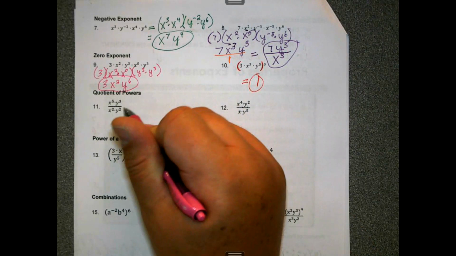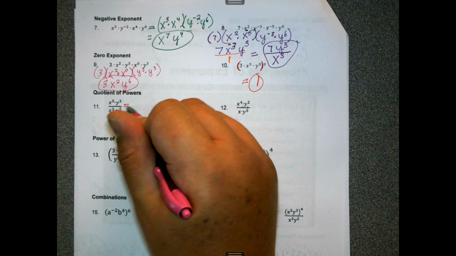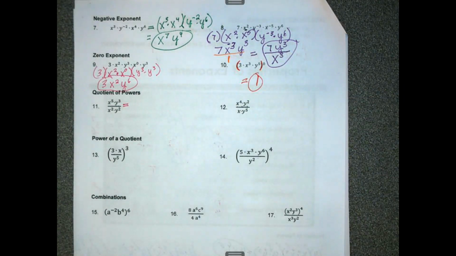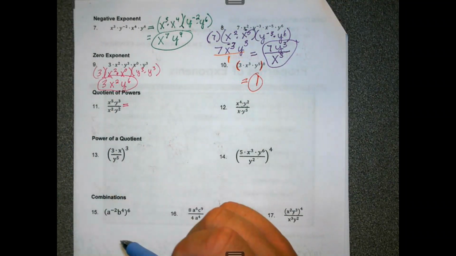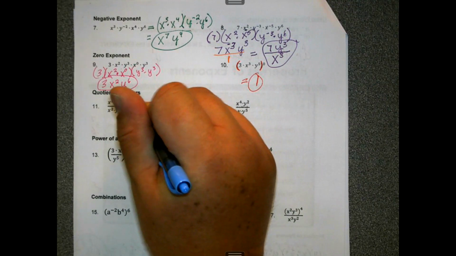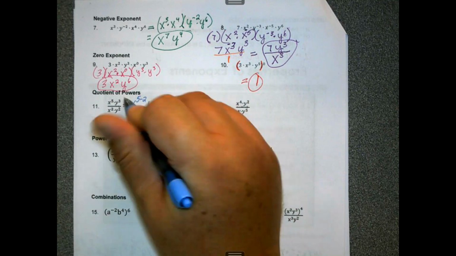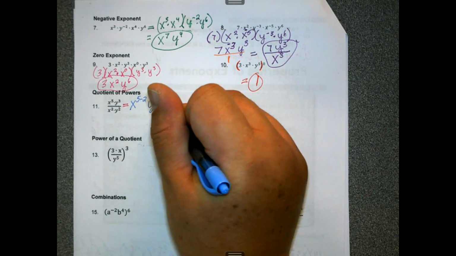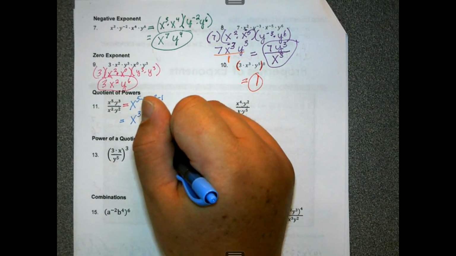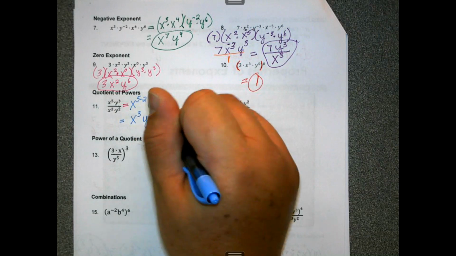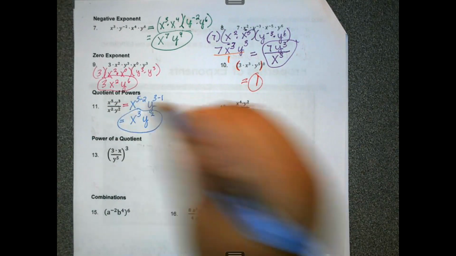Okay. Let's see. You could do this a couple of different ways. We have x to the, now quotients with the same base, you subtract the exponents, right? So I have x to the 5 minus 2 and y to the 3 minus 1, which equals x cubed, and y to the 3 minus 1 is 2. No negative exponents. Good to go.